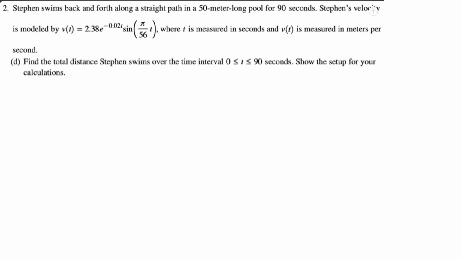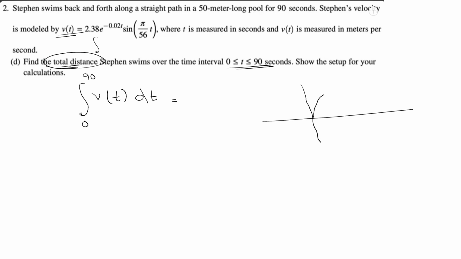Now again, in part D, they are asking you to find the total distance Stephen swims over the time interval from 0 to 90 seconds. Again, in order to find the total distance, if the velocity function is given, you have to integrate the function. Show the setup of your calculation. So from 0 to 90 seconds, by taking the integral of the velocity function, we can calculate the total distance. Since they are talking about the total distance, and you already remember that the graph changes direction at 56 seconds, from positive to negative, in order to calculate the total distance you have to calculate the area by taking the absolute value of the function.